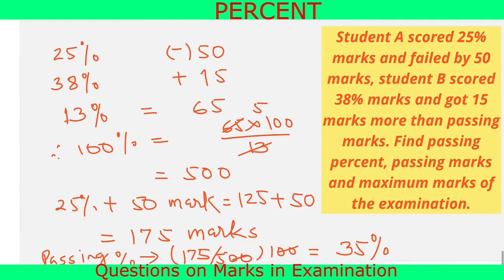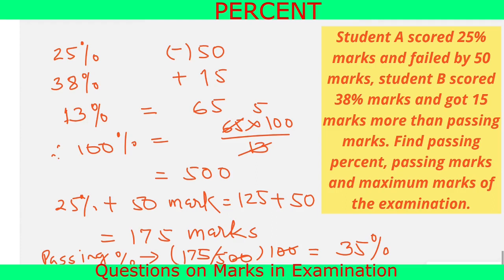Here in this question we have to keep in mind that the person fails by 50 marks, so we have to put it as minus 50, and the other student gets 15 marks more than passing marks, so we are putting it as plus 15.